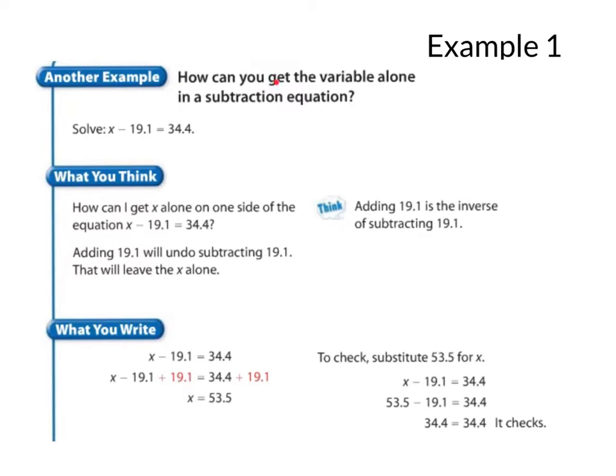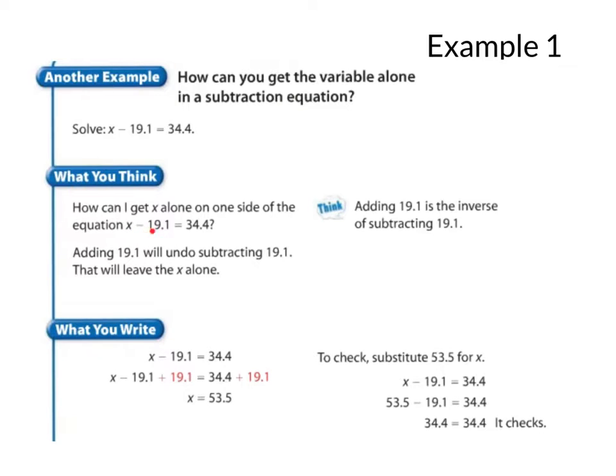Continuing on, how can I get the variable alone in a subtraction equation? So we're always trying to solve for the variable. Last time it was how many action figures. This time they don't tell me what it means. But we have x minus 19 and 1/10 equals 34 and 4/10. So how can I get x alone on one side of the equation?